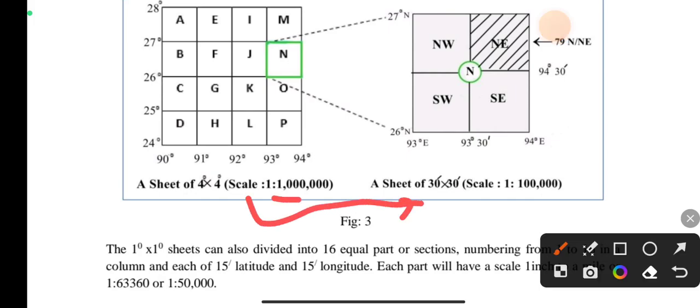So this scale here was 10 lakh. So here it will be, no, it will not be 10 lakh, it can't be 10 lakh.